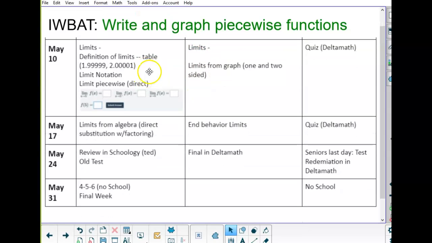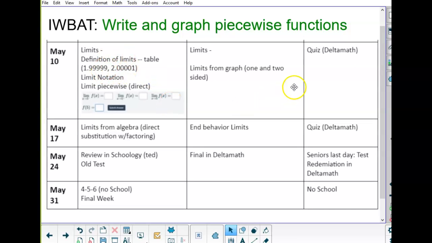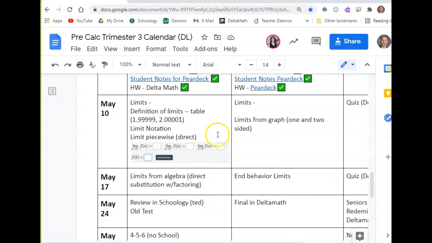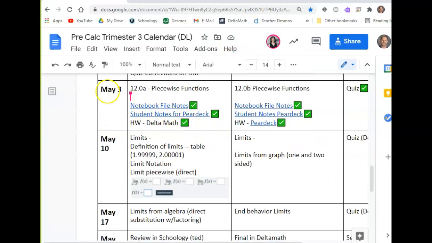So I just want to show you this. The details aren't super important for you to remember, but here's where we're at. We're going to do limits. I forgot to grab the week before that. Let me just pull this up. This will be better. So here's where we're at. Today is May 4th.